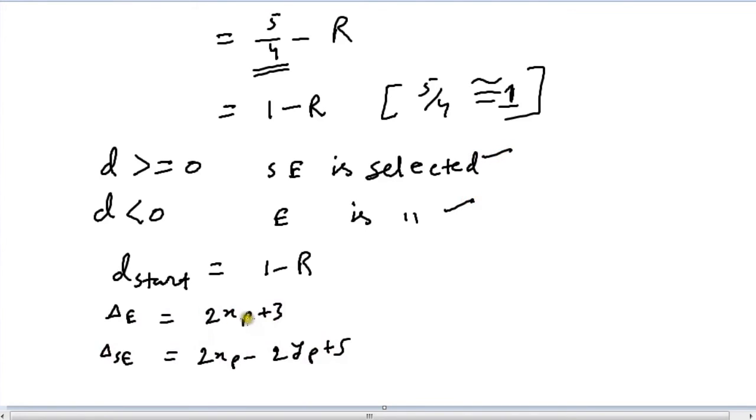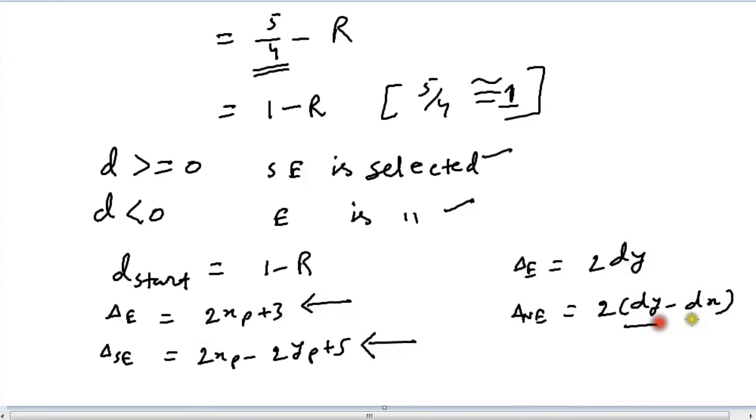And notice a slight little difference with the midpoint line algorithm in these two equations. In the midpoint line algorithm, we had our del E to be twice dy and del NE to be 2 into dy minus dx. Now these values, dy and dx, were constant, meaning del E and del NE were constant. In this case, we have the embedded variables xp and yp within our del E and del SE, meaning that these two are variable terms.